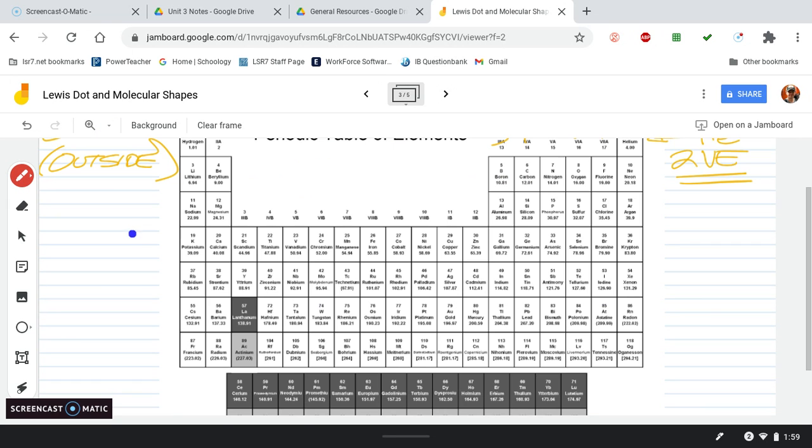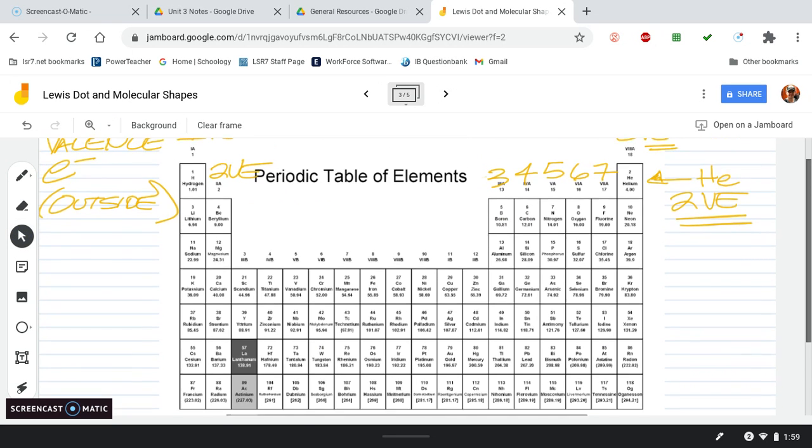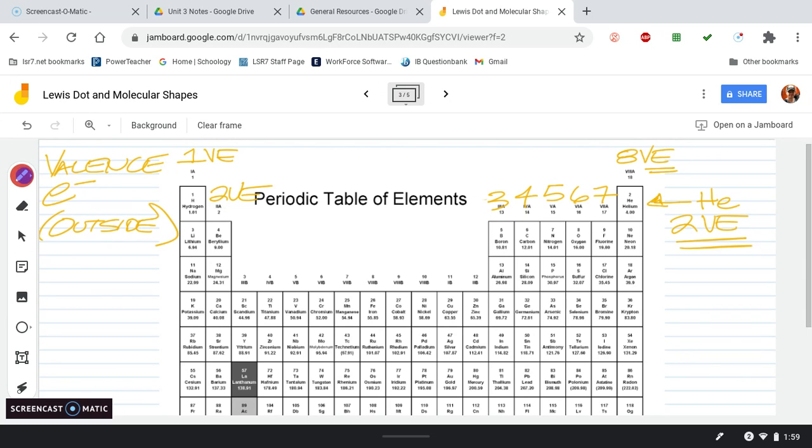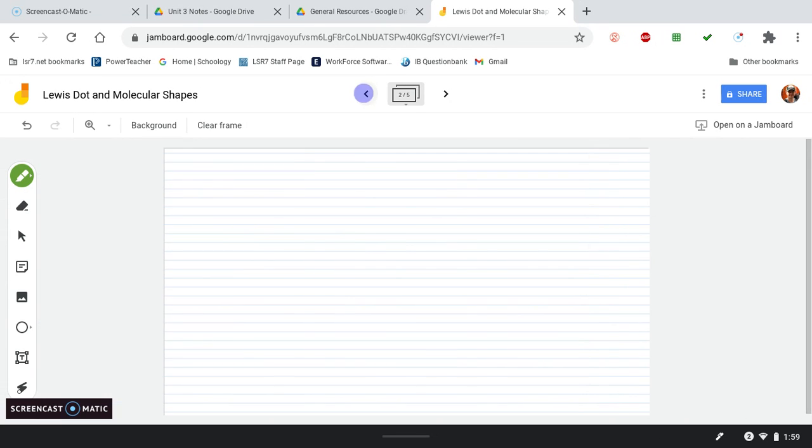Okay, so here we go. Here are the elements, and so let's find what we had. We had nitrogen, so it has 5. It's in column 5. Carbon's right next to it. It's in column 4. And the hydrogen's over here. It's in column 1. So hydrogen gets 1. And I know this because it's in column 1. Carbon gets 4. And nitrogen gets 5. So it's 1, 4, and 5. Okay, so we're going to go write those down.